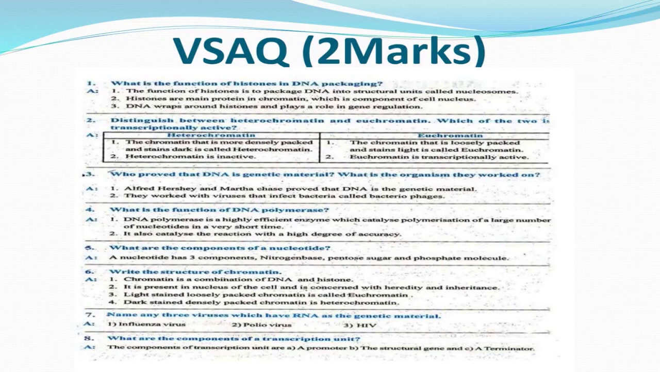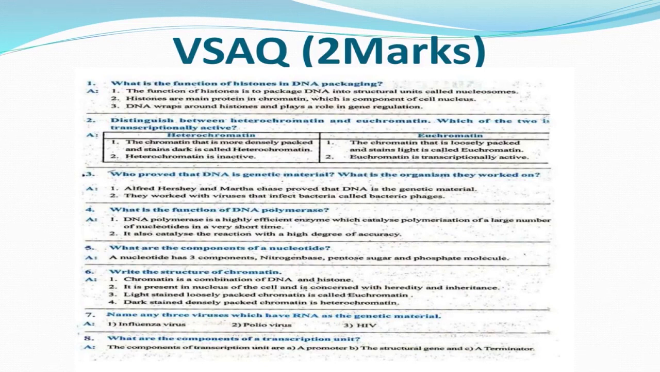These histones are the main proteins in chromatin, which is a component of the cell nucleus. DNA wraps around histones and plays a role in gene regulation. So the function of histones in DNA packaging is, first, packaging DNA into structural units called nucleosomes; second, histones are the main proteins in chromatin, a component of the cell nucleus; and third, DNA wraps around histones and plays a role in gene regulation.